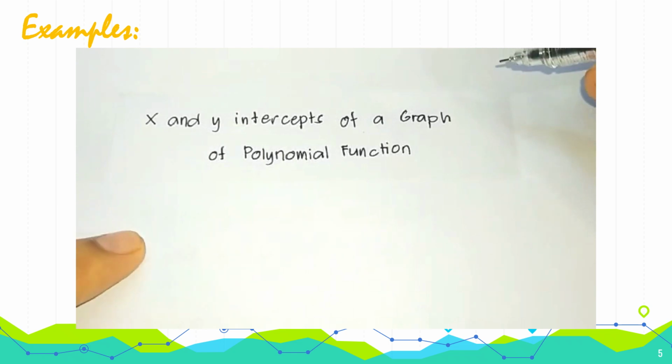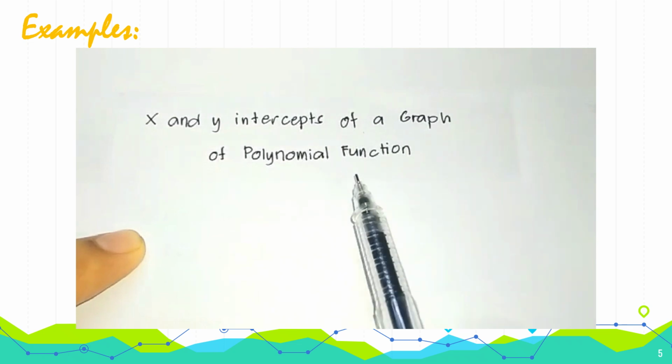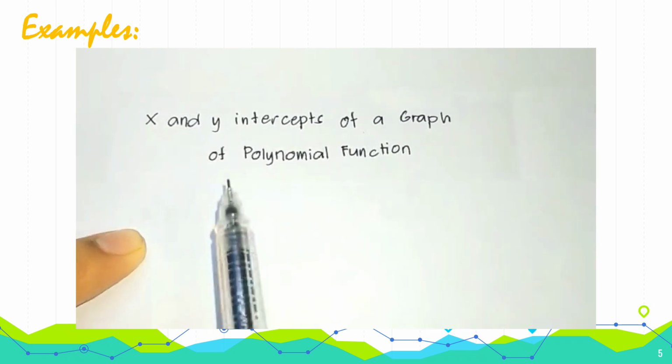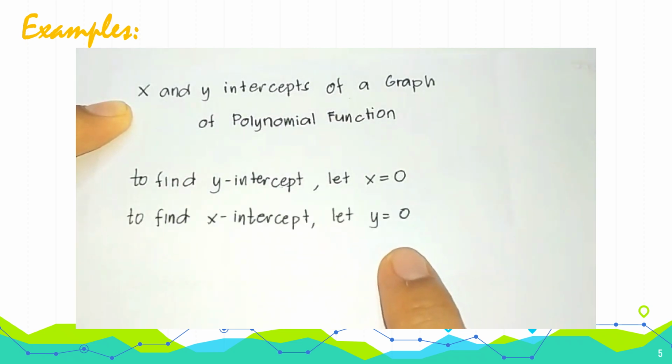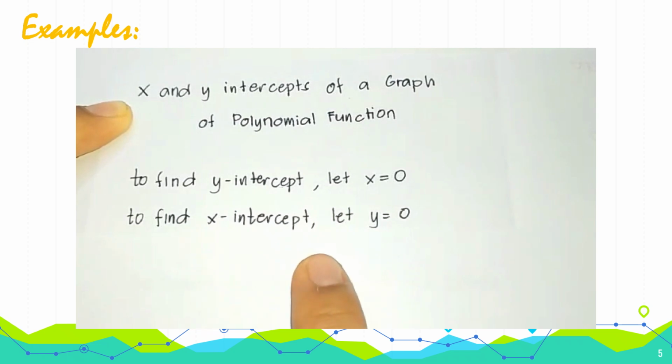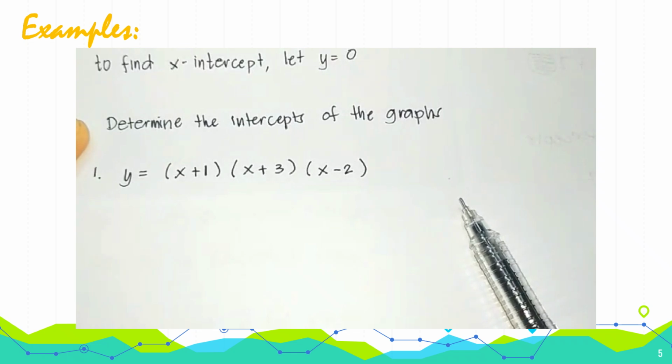After learning how to get the roots of a polynomial function in different ways, this time you are to graph the polynomial. But let us first learn about the y and x intercepts. To find the y-intercept, we let x be 0. To find the x-intercept, we let y be 0. So let's determine the intercepts of these graphs.